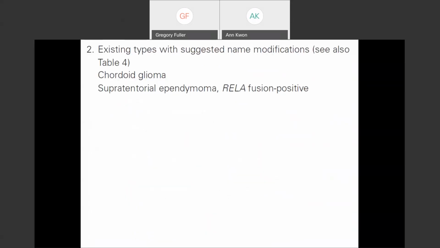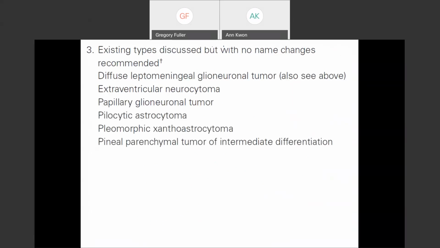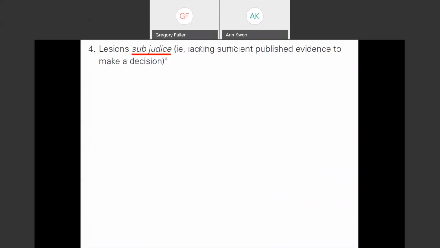All right, existing types and modifications: choroid glioma. What's the name that you know it by in WHO 2016? Chordoid glioma of the third ventricle. We're dropping anatomic location where it's not necessary. Supratentorial, RELA fusion positive. Yes, see, we've added supratentorial to ependymoma, RELA fusion positive. All right. Papillary glioma, most of these have dropped anatomic location. All right, let's look at this again. I thought I had this earlier.